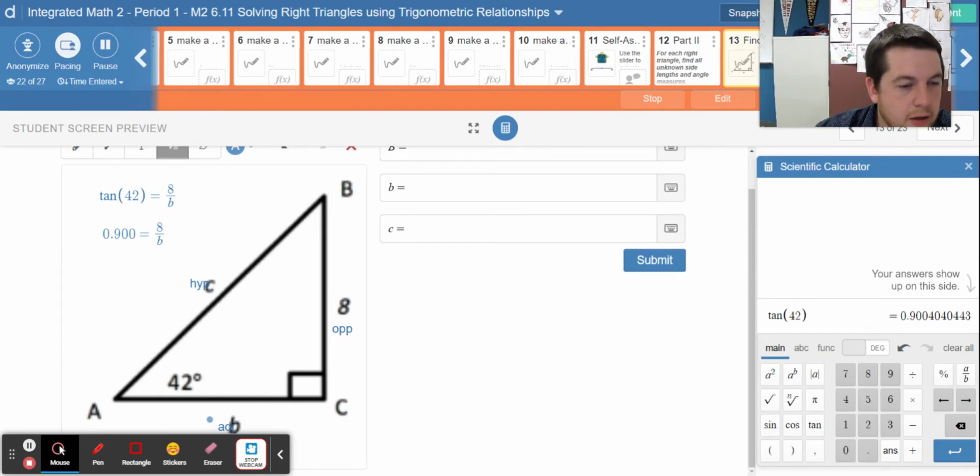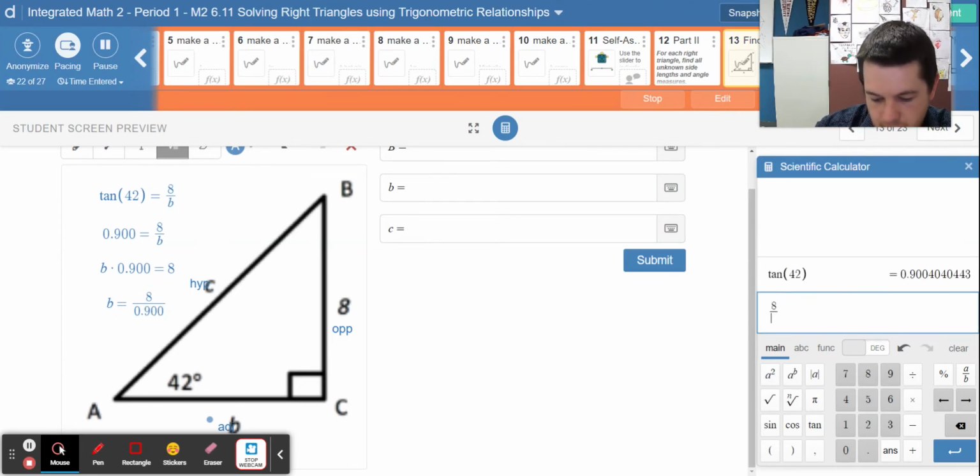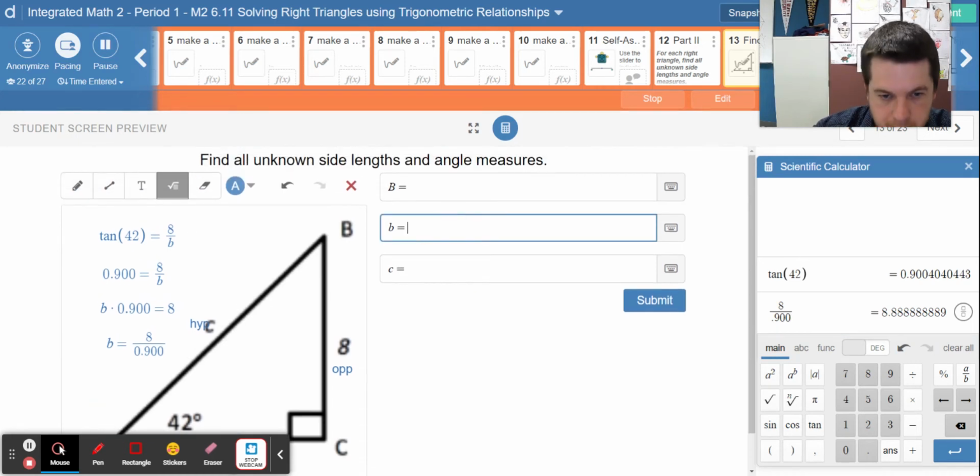And to calculate the value of b, I'd multiply both sides by b, and I would get b times 0.900 is equal to 8. And then that means b would be equal to 8 divided by my ratio. And so that gives me a value of 8 divided by 0.900. I get a length here of 8.8.